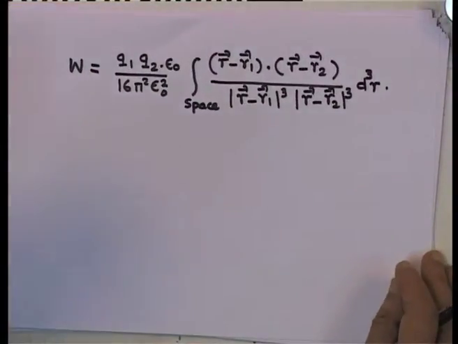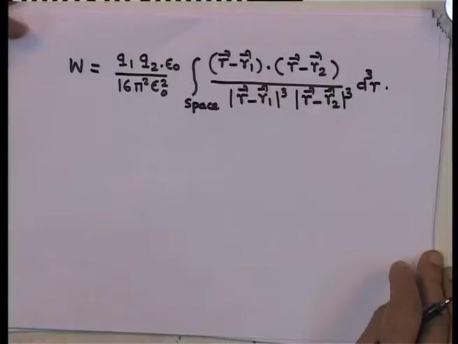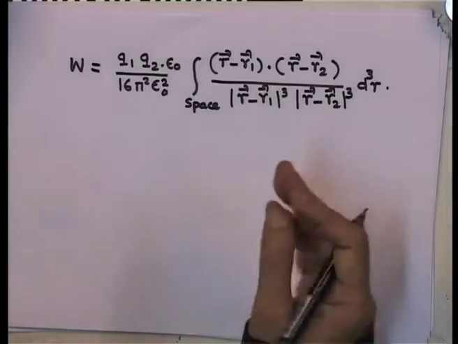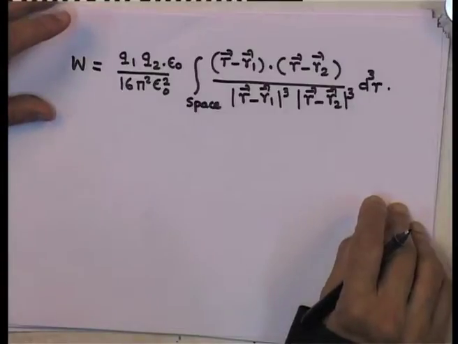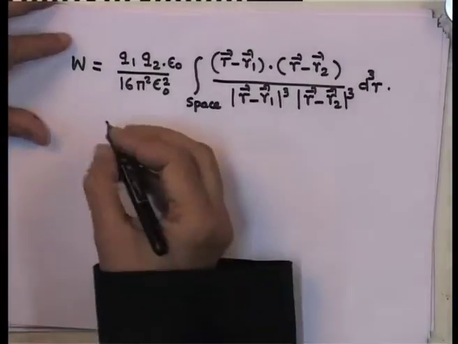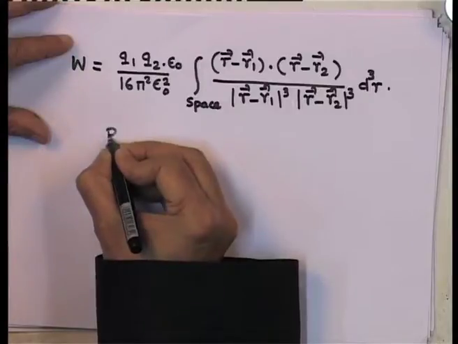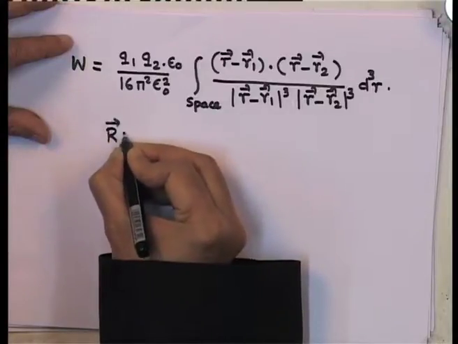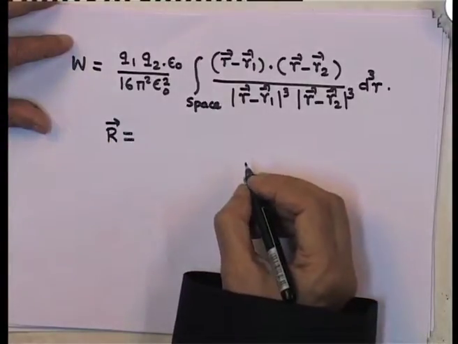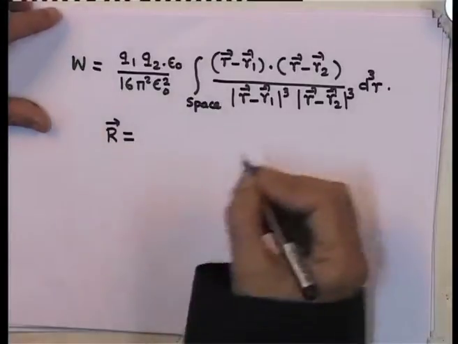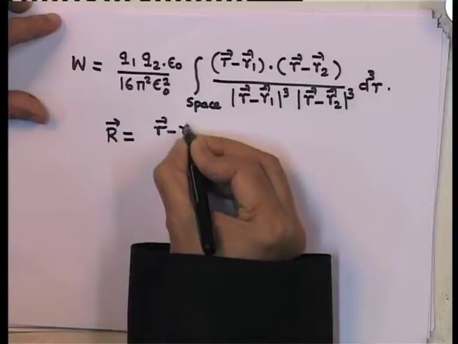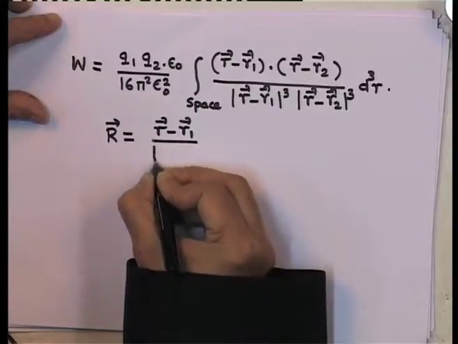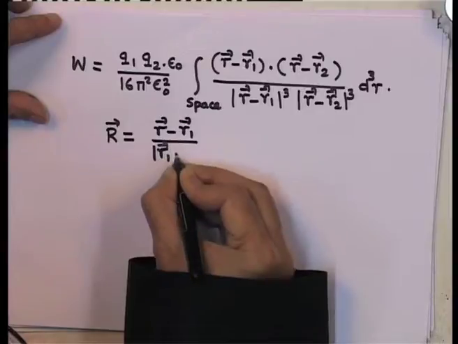This is not a very easy integration to do, but we can do it. It is instructive, and it also gives you some experience of how to handle complicated integration. Let us define a vector capital R. This is actually a dimensionless quantity: r minus r 1 divided by the distance r 1 minus r 2.